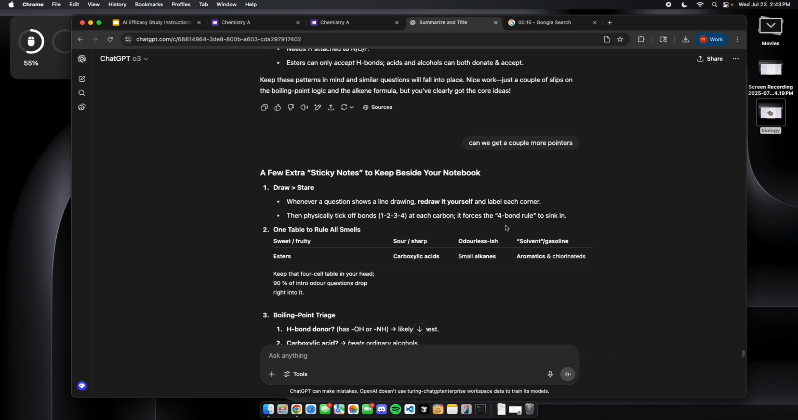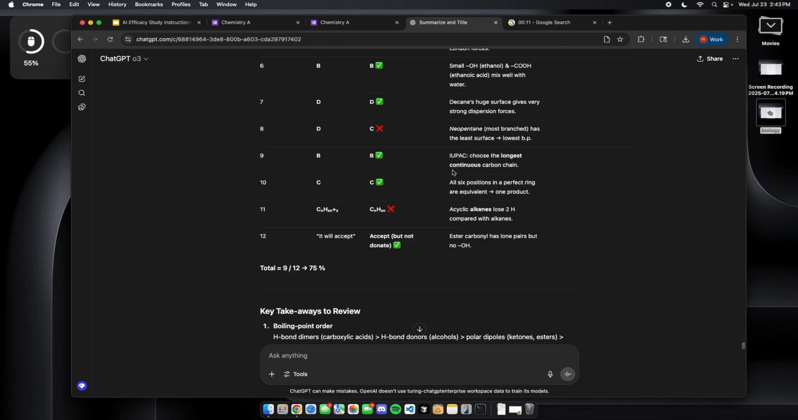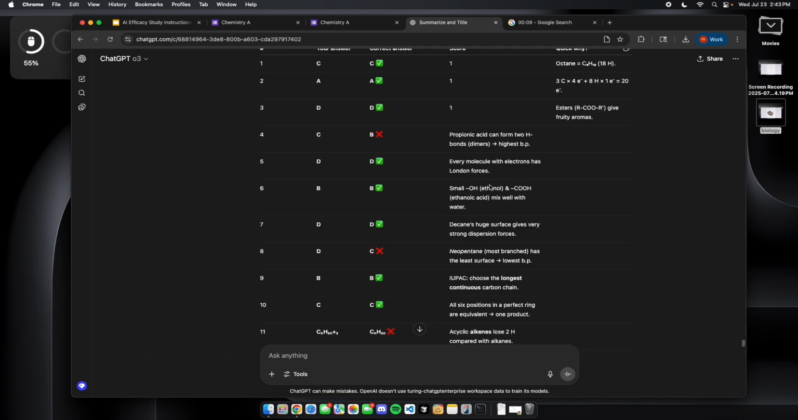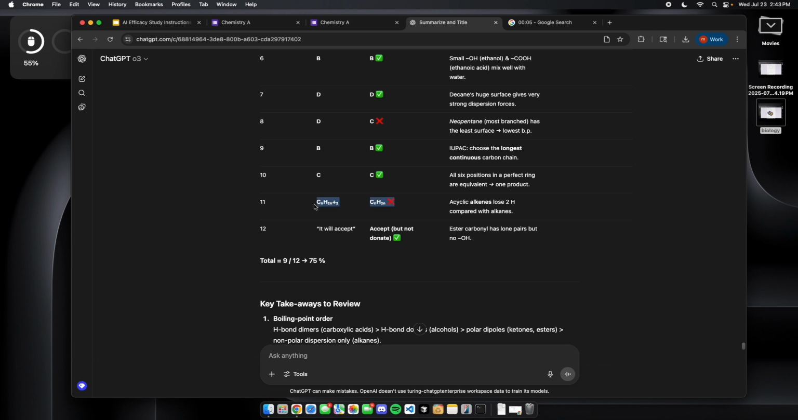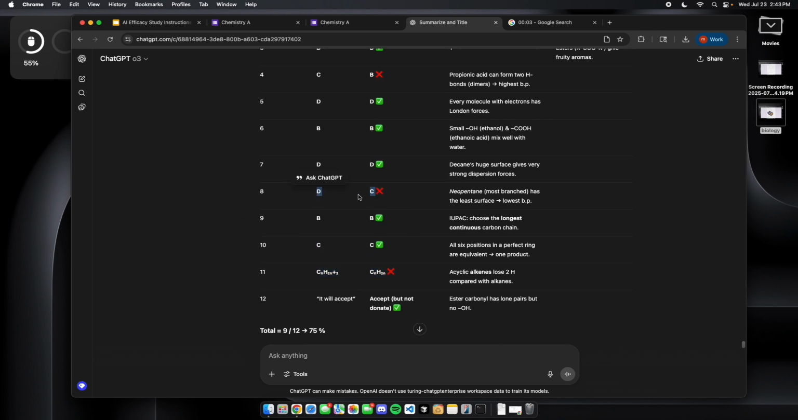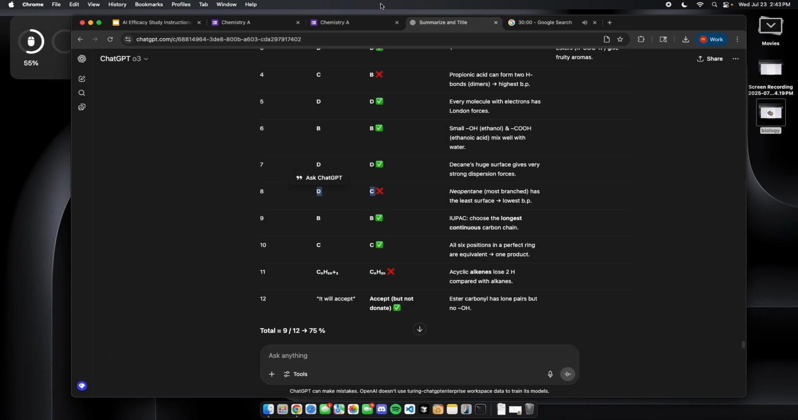Okay, overall, I think we got the gist of everything. I mean, judging by our little practice questions here, slight issues on memorizing alkynes versus alkenes. Okay. Start our next test.